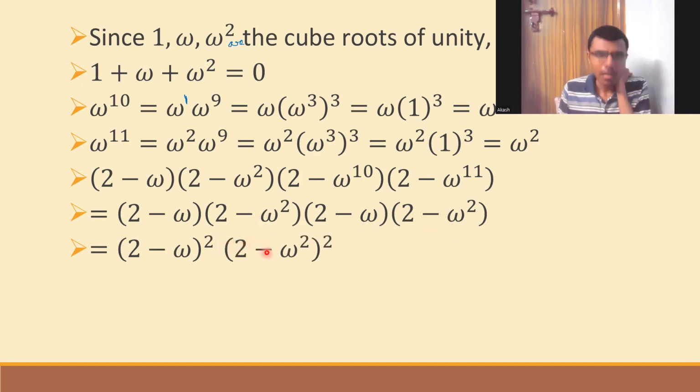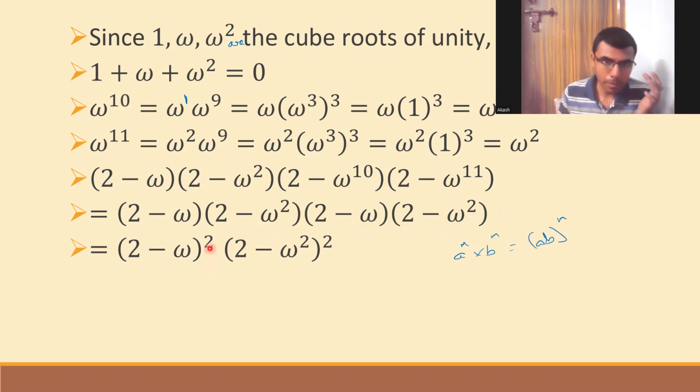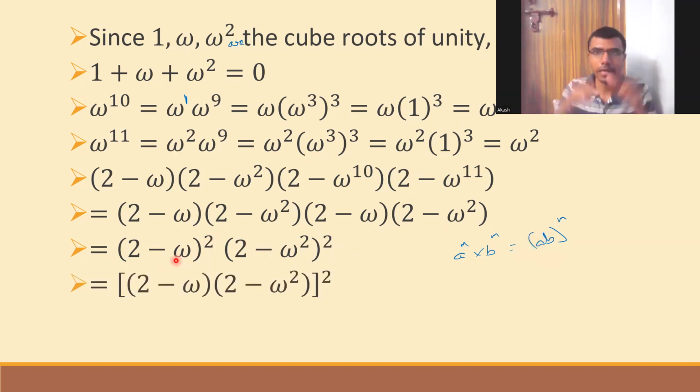Next, a power m into b power m is nothing but ab whole power m. Here it's similar, both of them have the same power 2, whereas the bases are different. In that case I can write them as ab whole power m. So I can write this as 2 minus omega into 2 minus omega square, and both of them together have power 2. Basically this product has power 2.